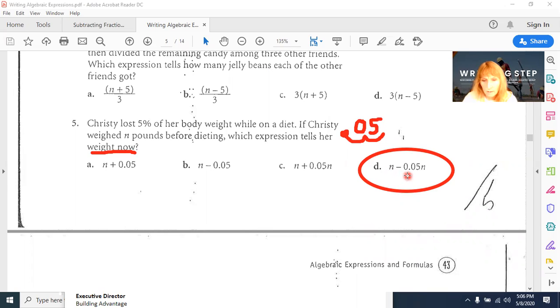She lost 5% of n, right? So we have to subtract that out from what she was to begin with. So she was n to begin with. She lost 5% of that. So 5% of n. So that's the answer to number 5. Let's look at number 6.